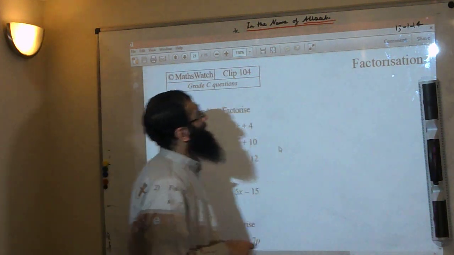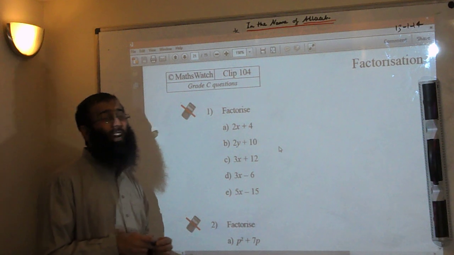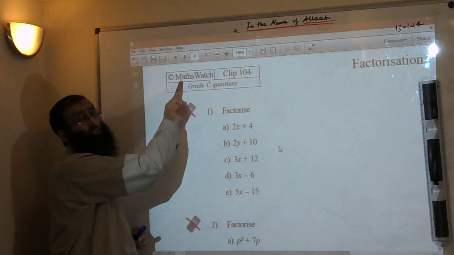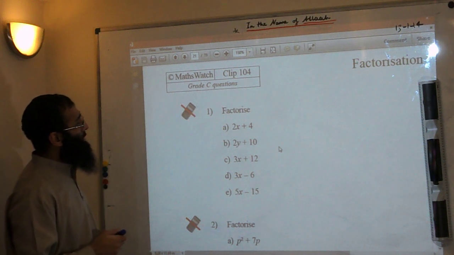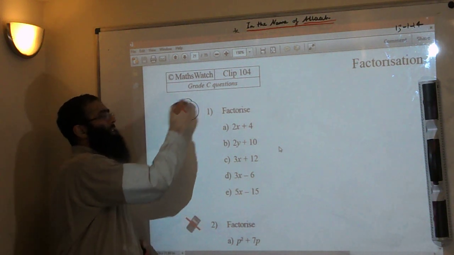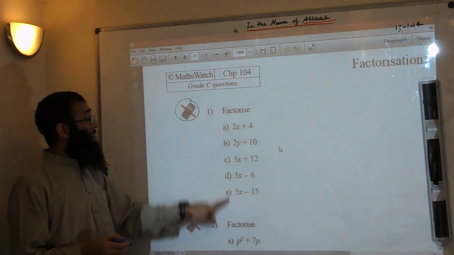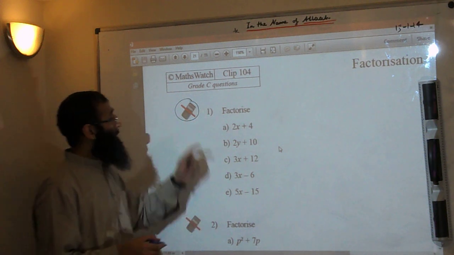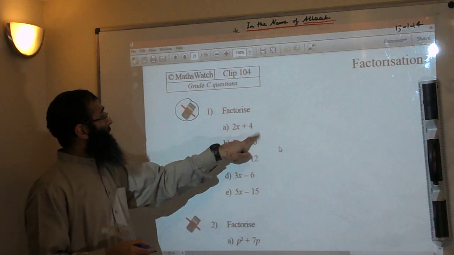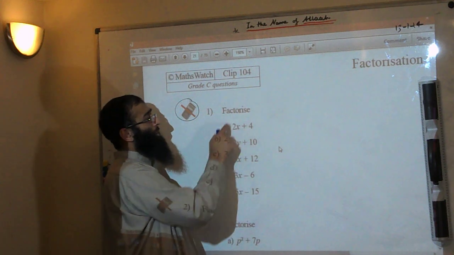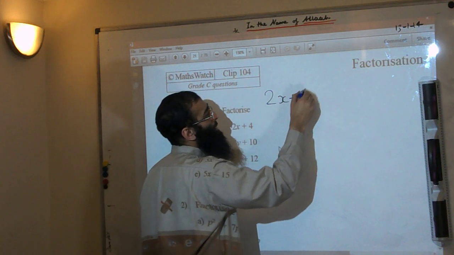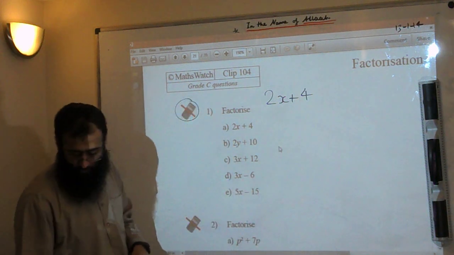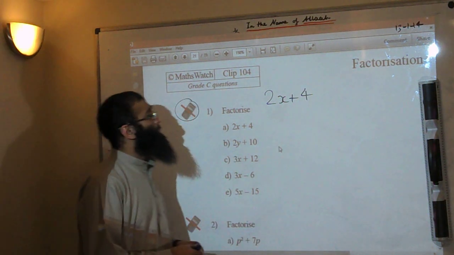So factorization, while looking at common factors. This is a Mathswatch CD work, clip 104, grade C question. Right, non-calculator, I don't even know how you'd use a calculator to do this in the first place, but never mind. So let's look at the first question here, 2x plus 4. Factorize 2x plus 4. I'm going to write it here a bit bigger. There you go.